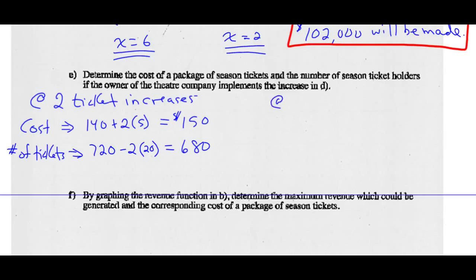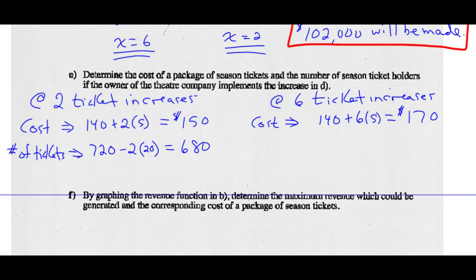But we could also have 6 ticket increases. Then the cost would be 140 plus 6 times 5. We've got 6 increases at $5 per increase. So 6 times 5 is 30 plus 140, that's $170 for a set of season tickets. And the number of season ticket holders would be 720 minus 6 times 20. So that's 120. 720 minus 120, 600 season ticket holders. All right.